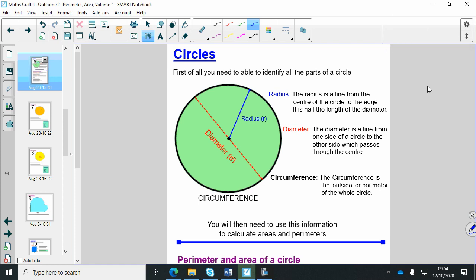Hi everyone, welcome to this Maths Craft 1 Outcome 2 lecture on shape, space and measure. This is the second one and we're going to be looking at circles just now.